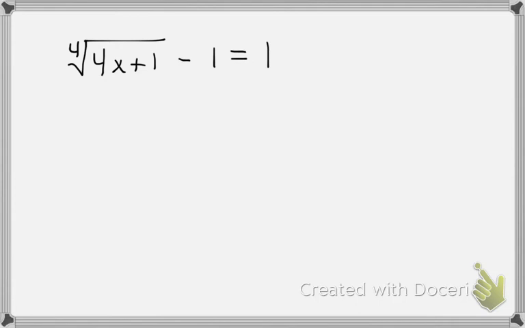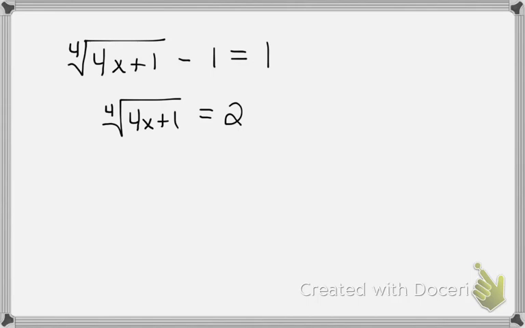How am I going to do this? It's a radical equation. So we got to get the radical by itself, which means adding that 1 over. So we get the fourth root of 4x plus 1 set equal to 2. 1 plus 1 is 2. Good job. Occasionally I throw you guys a softball.